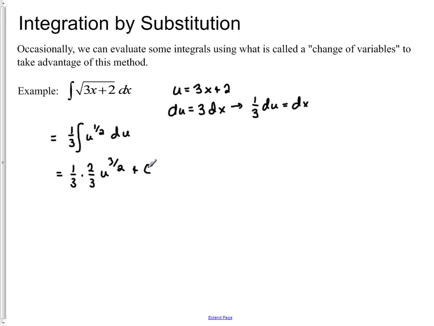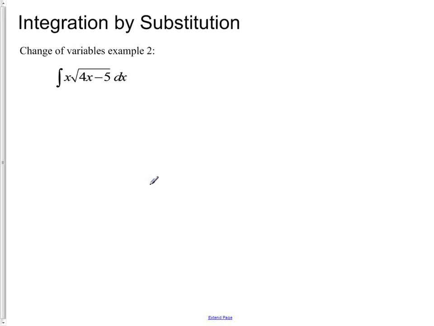So now we go back and replace our variable and simplify this expression to note that we have 2/9 this time of the square root of u, which is 3x plus 2, raised to the third power plus a constant. Well, that's pretty straightforward, right? We can certainly see how all that's going to work, but let's contrast it to another problem like this one.